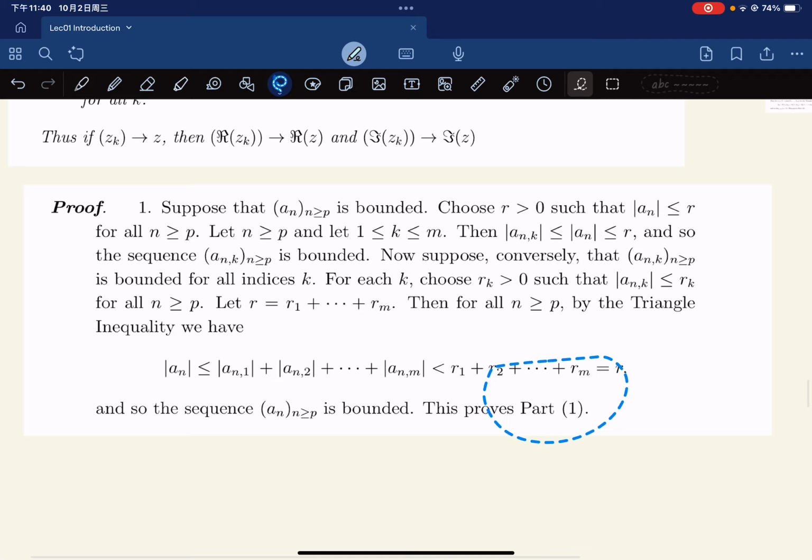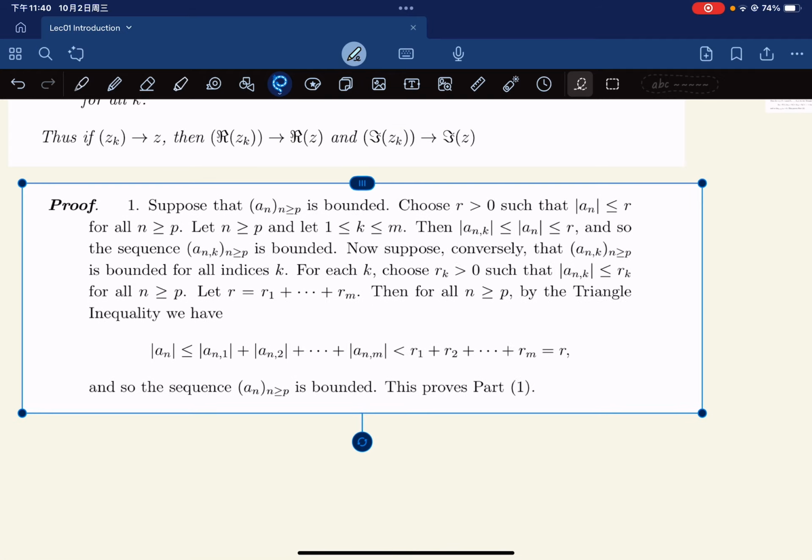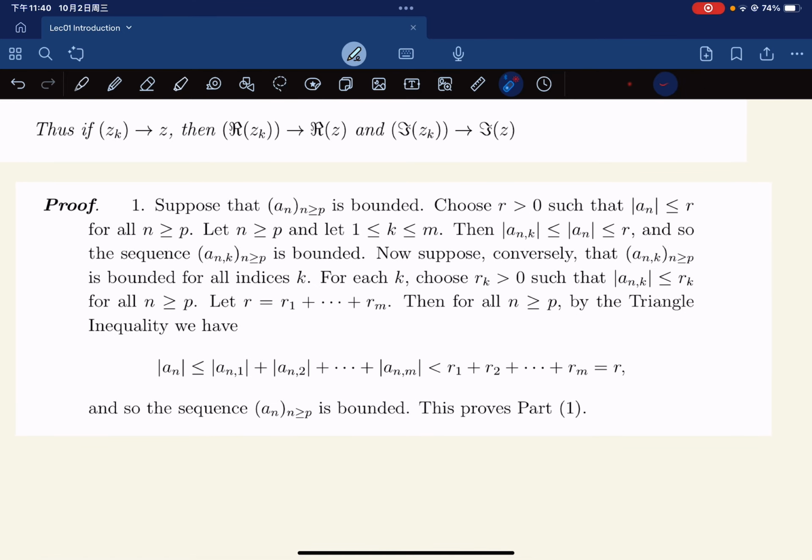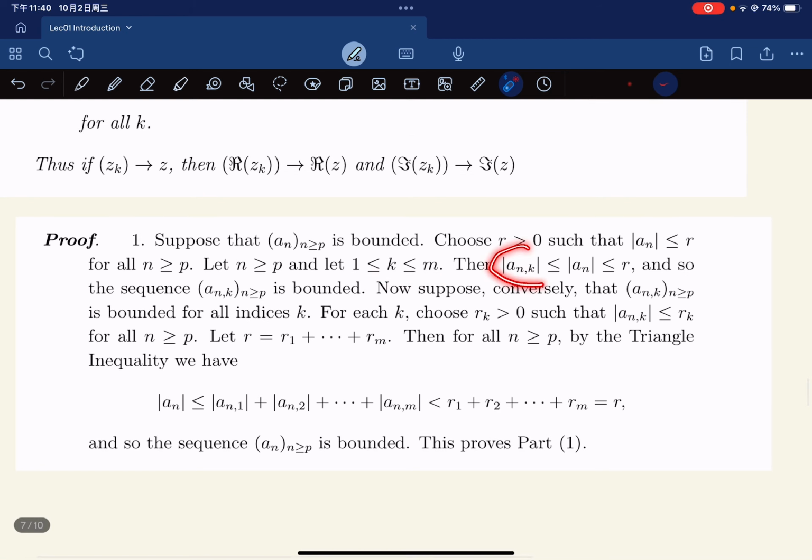Suppose that a_n is bounded, right? So we can bound a_n for all n. But we have a_nk for each k, the component a_nk. This is definitely true, so each component is also bounded. Suppose now that each component is bounded. Then we can choose r_k for each k. Then we just take r as the sum of the r_k's.